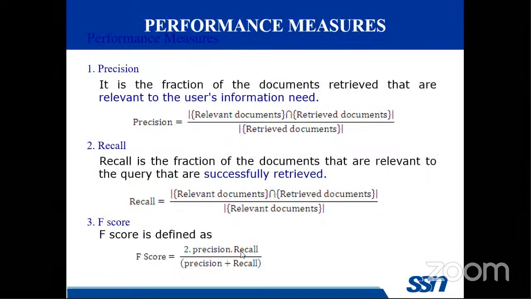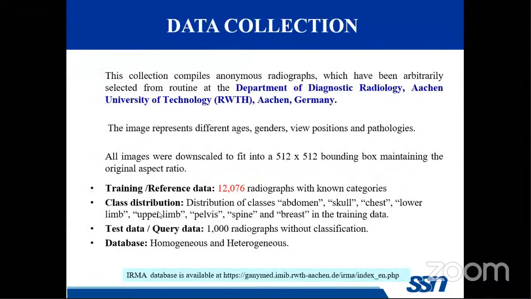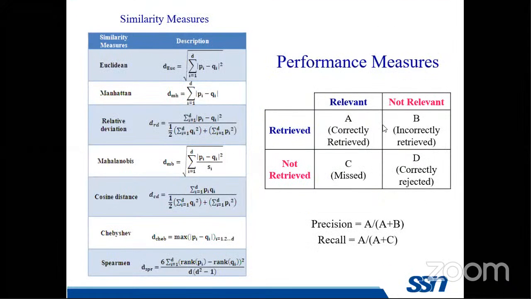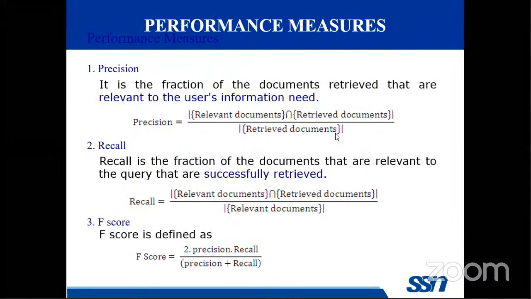This is what is given here, and the F score combines precision and recall. This is the third measure. So these are the three performance measures used in retrieval systems.